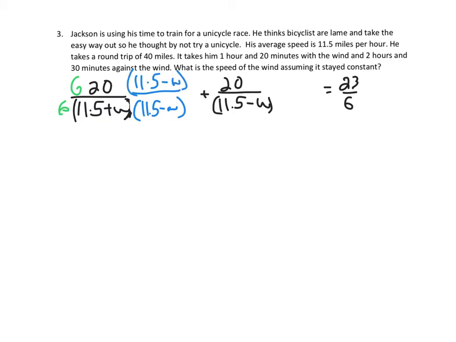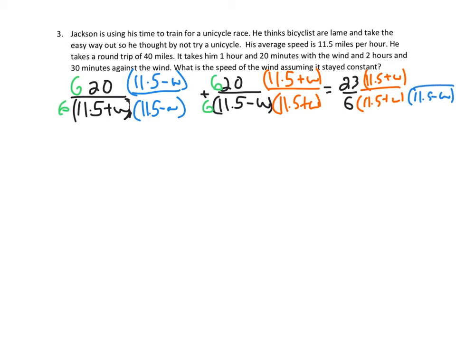Second fraction, we're going to multiply by 6 over 6, and we have the (11.5 plus w) over (11.5 plus w). And then our final fraction is going to be (11.5 plus w) over (11.5 plus w), and then (11.5 minus w) over (11.5 minus w). So now you can see we all have common denominators, and we can multiply that denominator through, and that would cancel everything out.